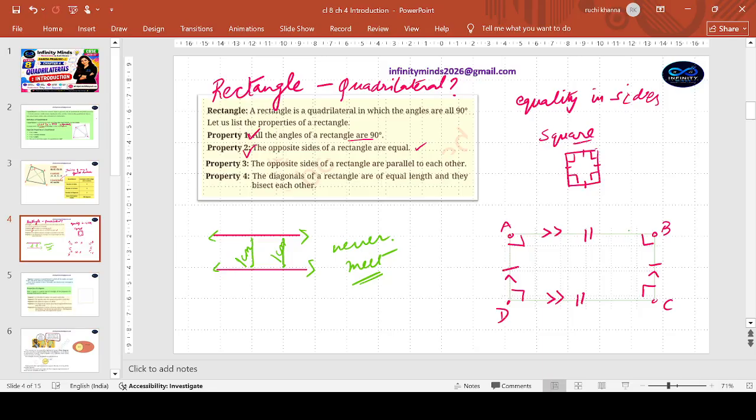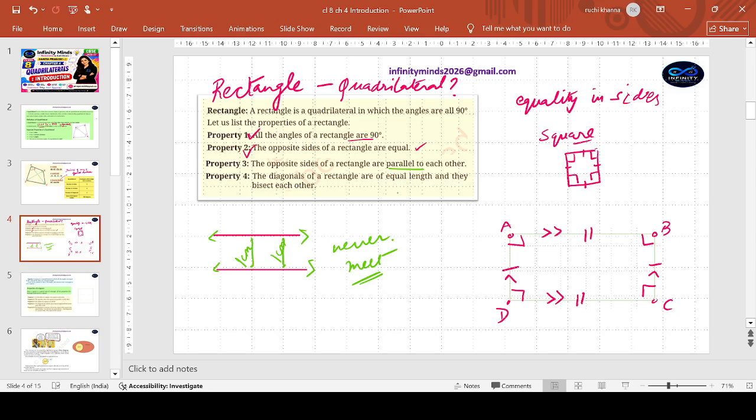So AB would be parallel to line CD. The distance between them is fixed. Yes, aren't we talking about them to be equal? If the length of this side is 3 centimeters, this one is also going to be 3. Yes, it is. The properties do follow. So opposite sides are parallel.